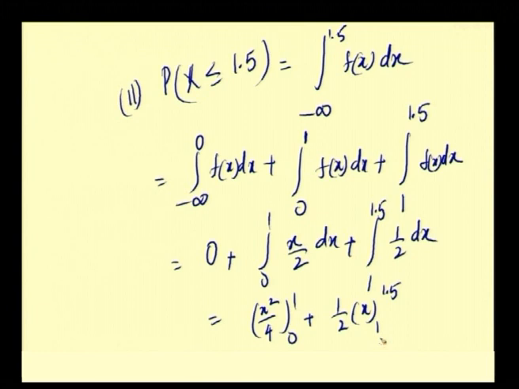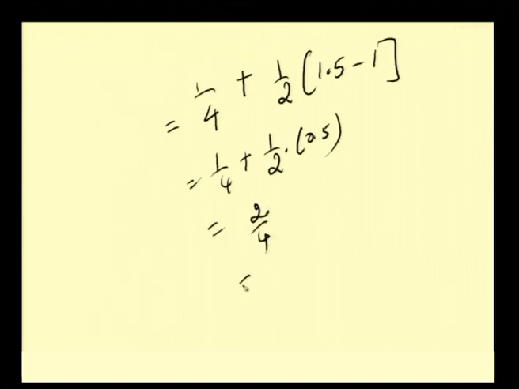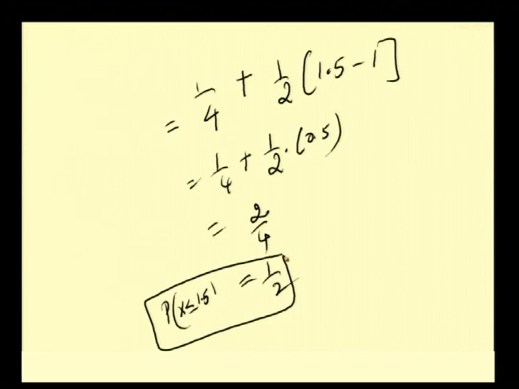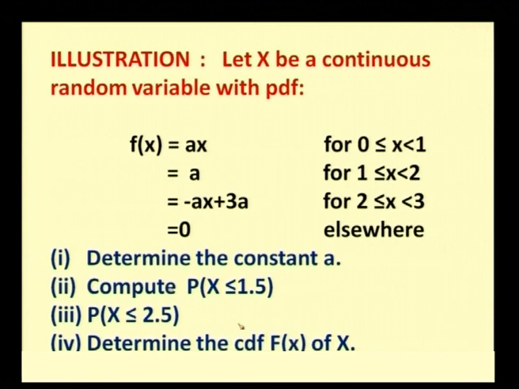What is your answer? X square by 4 is 1 by 4 plus 1 by 2 into 1.5 minus 1. So, 1 by 4 plus 1 by 2 into 0.5. 1 by 4 plus 1 by 4 gives you 2 by 4. The answer is 1 by 2. So, P of x less than or equal to 1.5 is equal to 1 by 2. What is the next subdivision we have to do?